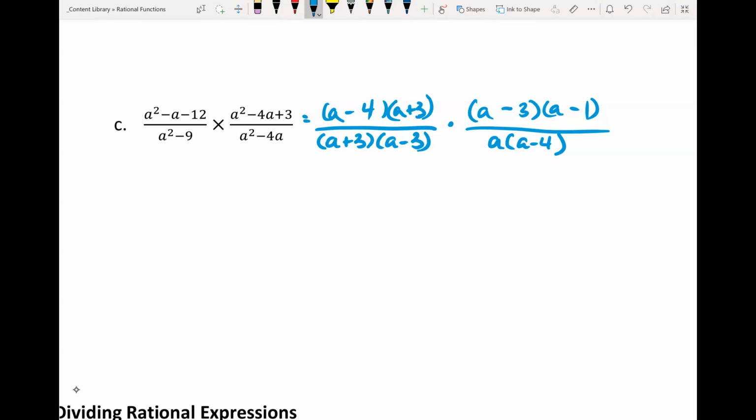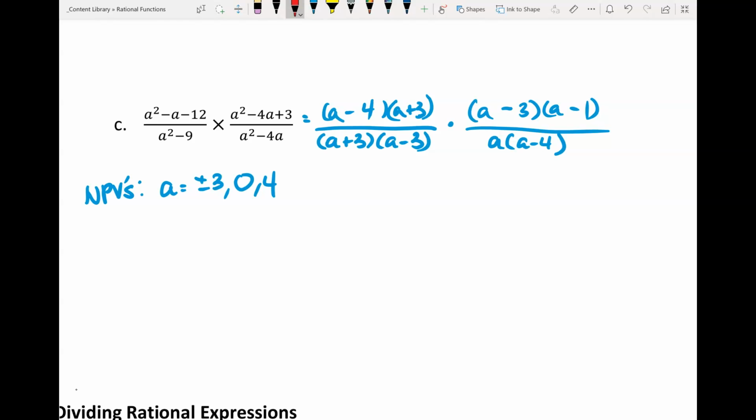Before I go ahead and cancel out all of our common terms, I'm going to state the NPVs. So looking at our first rational and its denominator, we're going to have a problem if a is plus or minus 3, because negative 3 plus 3 would be 0, or the other factor, 3 minus 3 would be 0. And then looking at our second rational in the denominator, if a is equal to 0, we would have a problem, and also if a is equal to 4. So those are our NPVs.